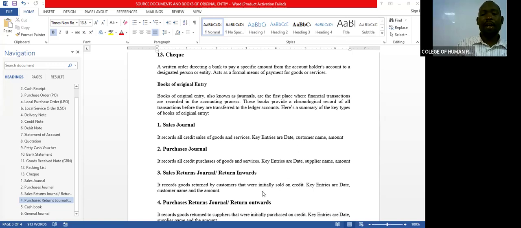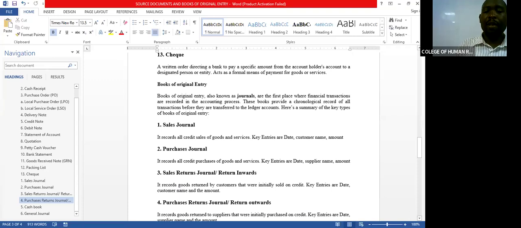Number 3, it is the sales returns journal, also known as the return inwards journal. It simply records the goods returned by the customer that were initially sold on credit. So what we sold on credit, if those customers return them back to us, they are supposed to be recorded in the sales returns journal. Goods returned, not fixed assets, goods returned back to the business that were originally sold on credit.